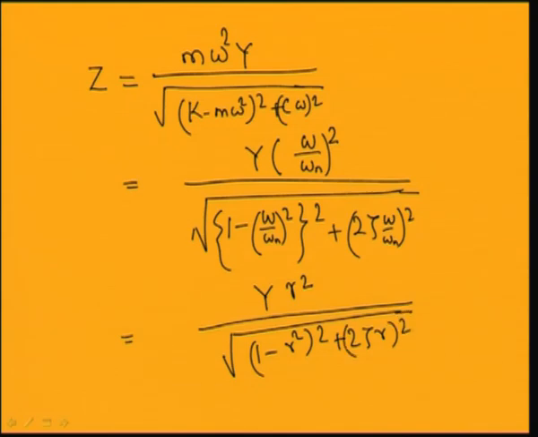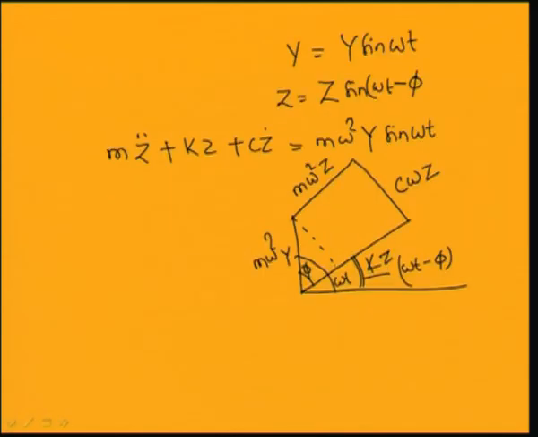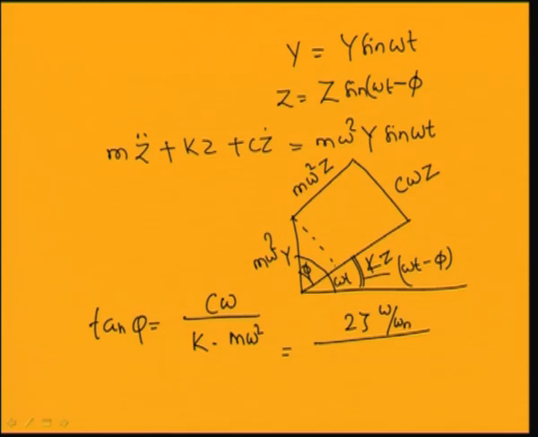So, this is the expression for z, and you can find tan phi also from this. So, tan phi equal to c omega by k minus m omega square. So, this will be equal to 2 zeta omega by omega n divided by 1 minus omega by omega n whole square.